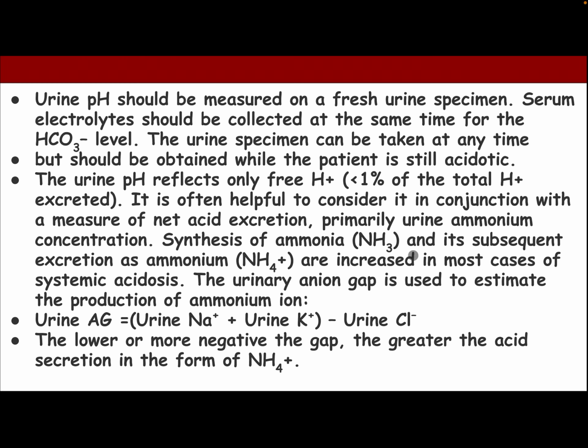synthesis of ammonia and its subsequent excretion as ammonium are increased in most cases of systemic acidosis. The urinary anion gap is used to estimate the production of ammonium ion. Urine anion gap equals urine sodium plus urine potassium minus urine chloride. The lower or more negative the gap, the greater the acid secretion in the form of ammonium.